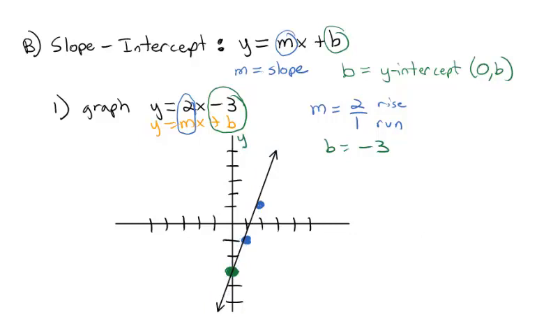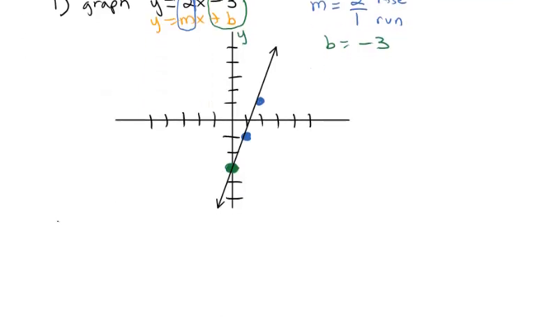Let's try a couple more examples. Let's try to graph negative 2x plus y equals 1. What you might notice is different about this equation is it's not in that y equals mx plus b form because the y is not alone. It's got a negative 2x hanging out with it.